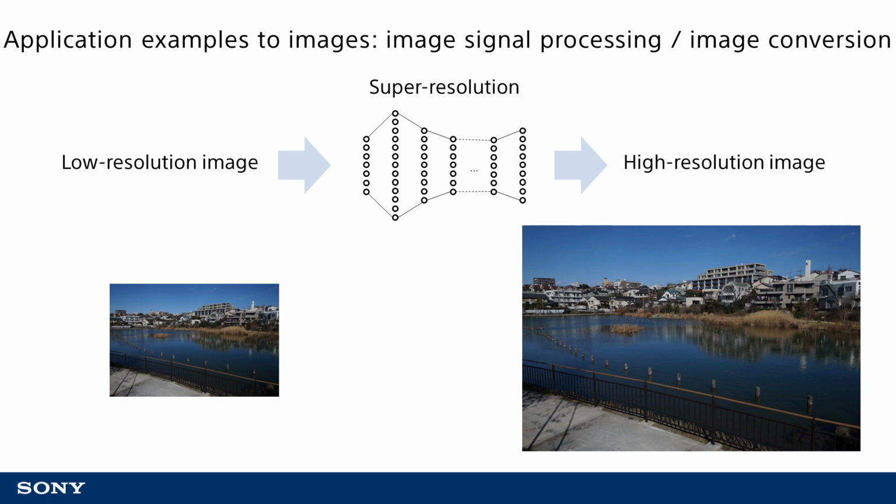It is also possible to output an image that corresponds to the input image itself. In this way of thinking, deep learning can be used to achieve image signal processing or image conversion functions. A typical example would be training the neural network to output a high-resolution image from a low-resolution input image. This would make it possible to create a super-resolution algorithm to improve the resolution of images.